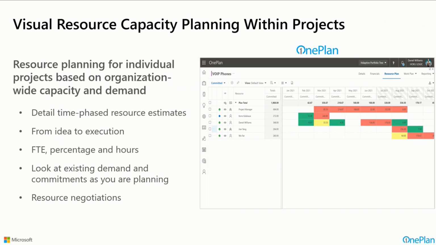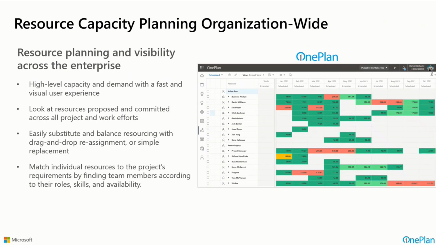Now, if we roll all that up and on a project by project basis want to look across the entire organization, we can then see what everybody's assigned to or what everybody's allocated to and get a high level view of capacity and demand at any given point in time and look what's been already committed before we give them yet another piece of work. And it's easy for us to find substitutions and do resource balancing, which we'll demonstrate today.